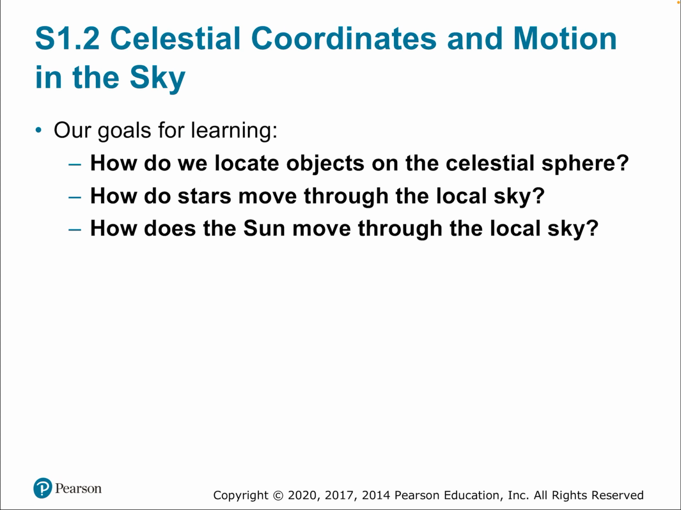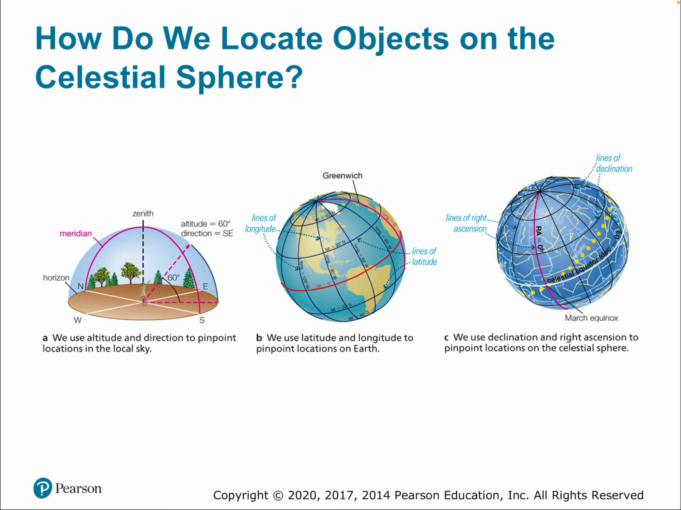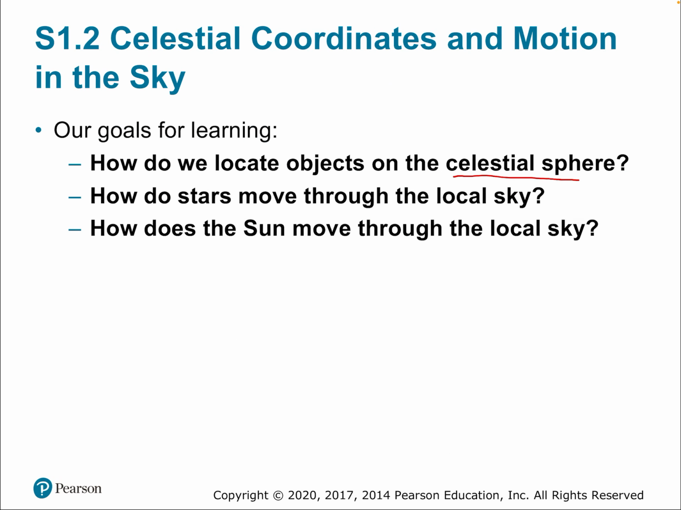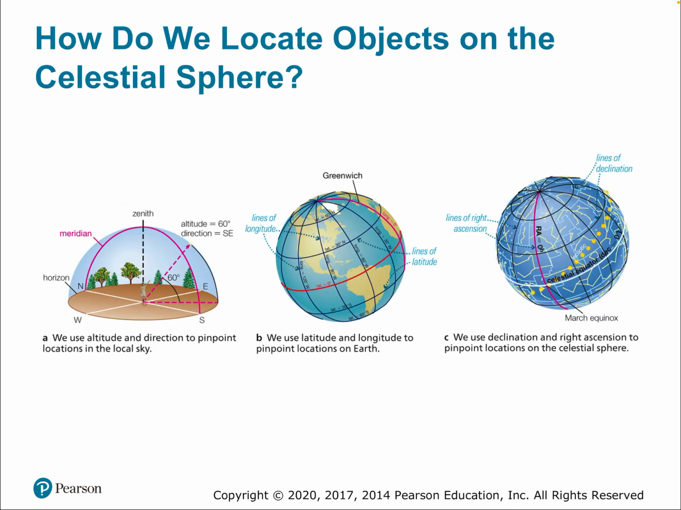In this section, it's titled Celestial Coordinates and Motion in the Sky. Here, we're going to talk about how we can locate objects in the celestial sphere. Okay, so we've established this concept before, but we're just going to get some more details into it. The concept being the celestial sphere. We'll also talk about how do stars move through the local sky and how does the sun move through the sky.